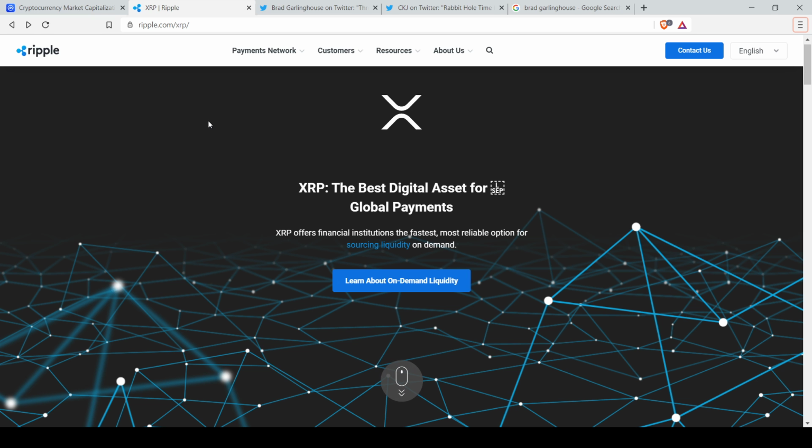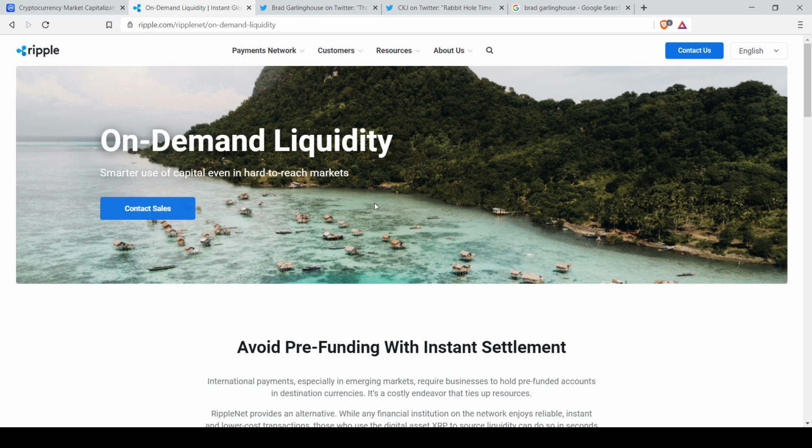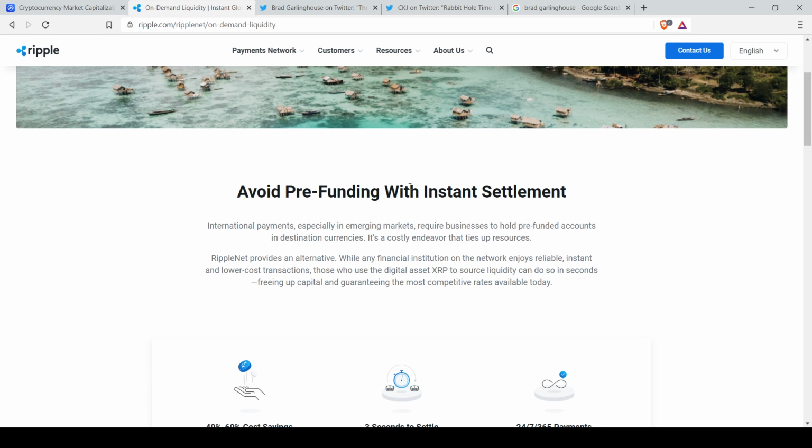So I'm going to be explaining a little bit more on what is on-demand liquidity. I'm here at the Ripple website. We're going to click on it, learn more about on-demand liquidity, and it says avoid pre-funding with instant settlements.